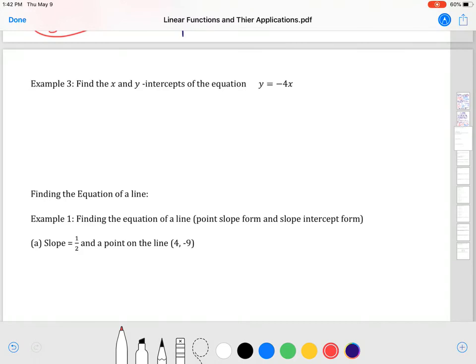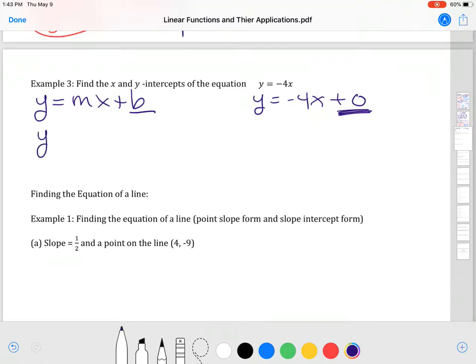Okay, last example for finding x and y intercepts. This one is also a nice easy one, and it's already half done for us. Remember, when it's in this form, b is going to tell me what my y-intercept is. Now, a lot of students make the mistake and say, well, I don't see any b there. That must mean there's no y-intercept. But that's not true. Even though we don't write it in there, we actually have negative 4x plus 0. Even though it's not written in there, it's there. Okay? So my y-intercept is actually 0, 0.